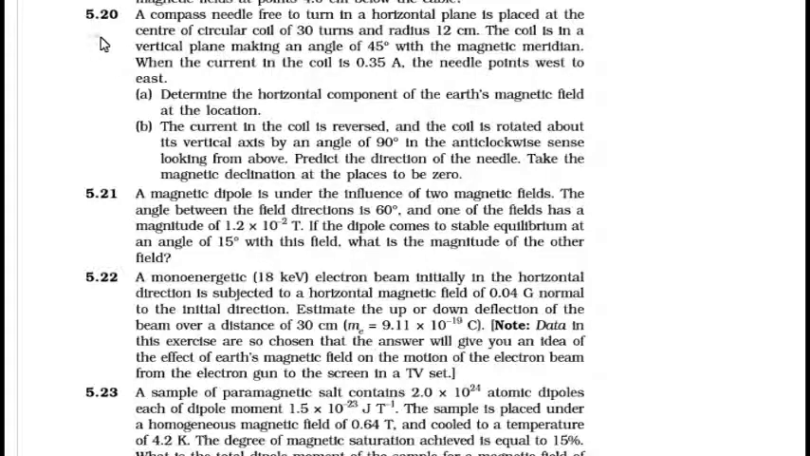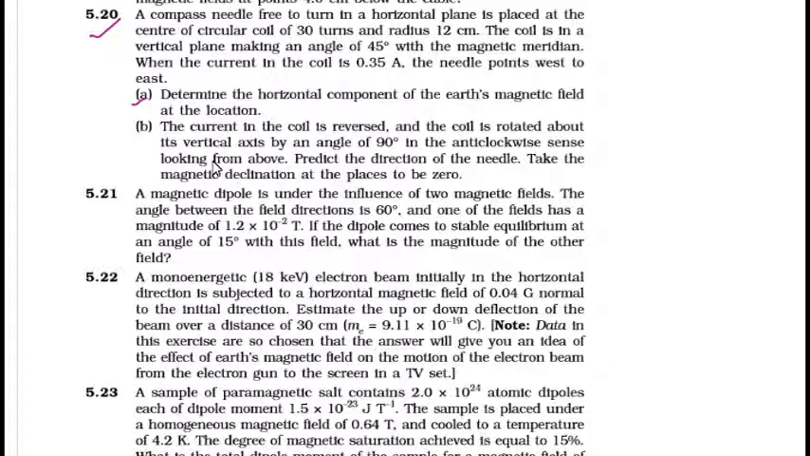So next question is 5.20. A compass needle free to turn in horizontal plane is placed at center of circular coil of 30 turns and radius 12 cm. The coil is in the vertical plane making an angle 45 degree with the magnetic meridian. When the current in the coil is 0.35 ampere, the needle points west to east. A. Determine the horizontal component of Earth's magnetic field at the location.